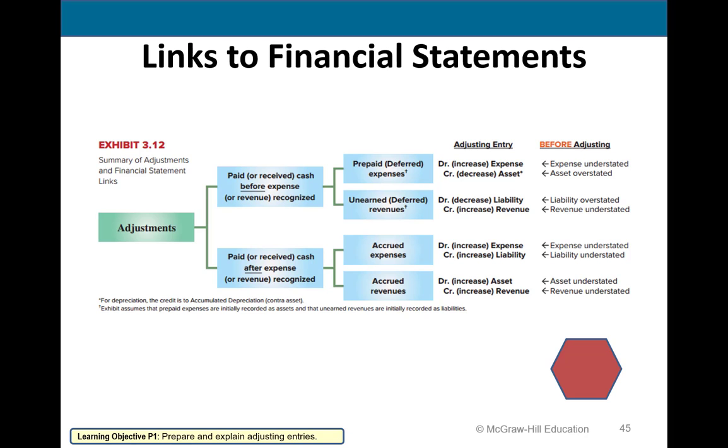Prepaid would be deferred, or unearned revenues. It gives me the adjusting entry for the deferred prepaid and the unearned revenue. And before adjusting this account, it would tell me that the expenses are understated and the assets are overstated if I do not make this adjusting entry. Likewise, for the unearned revenues, my liability would be overstated and my revenue would be understated.